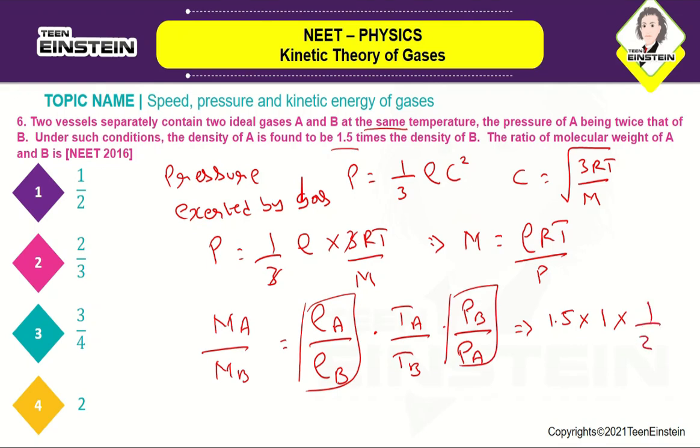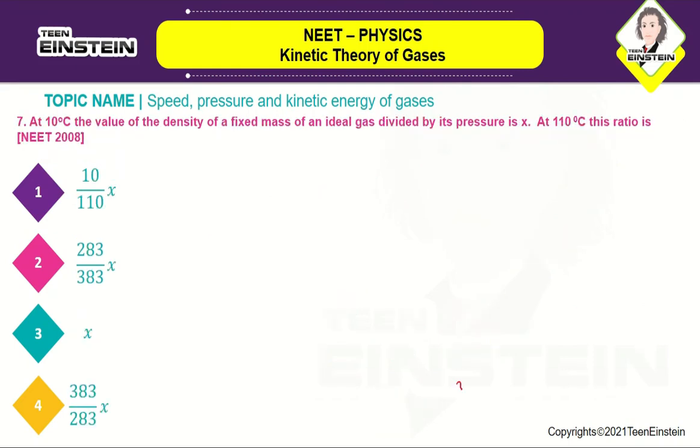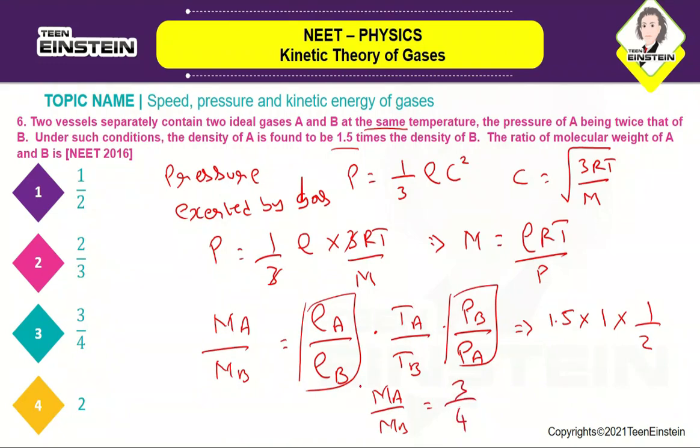This they have given in the question itself. The density they have told is 1.5, so we are writing it as 1.5, and here the temperature is the same, so you are putting it as 1, and the pressure is twice, so since it is inverse, with rho at the bottom, you are making it 1 by 2. If you solve this, you will be getting the answer as MA by MB is equal to 3 by 4. So the correct answer is option number 3.